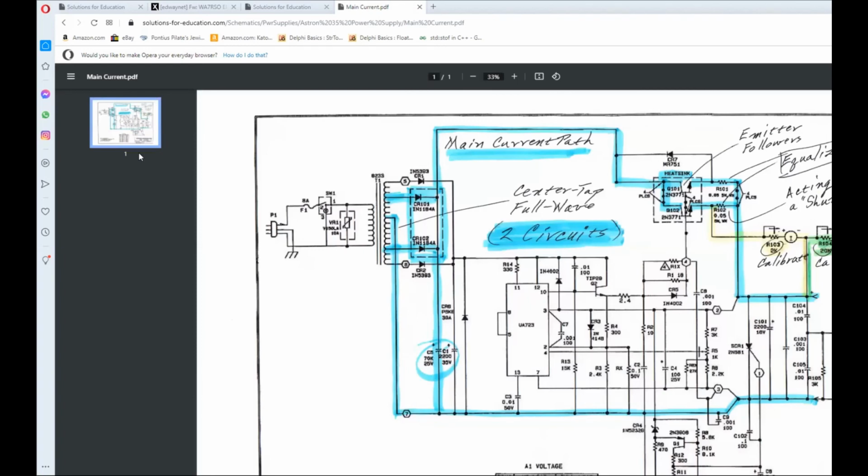This one here is the same circuit, but this time I'm showing the main current path. This is using a full wave. But by the way, notice that there are two center tap full wave rectifier systems here. One of them is for this control circuit down here, and one of them is up here, feeding out for your transmitters, transceivers, whatever.